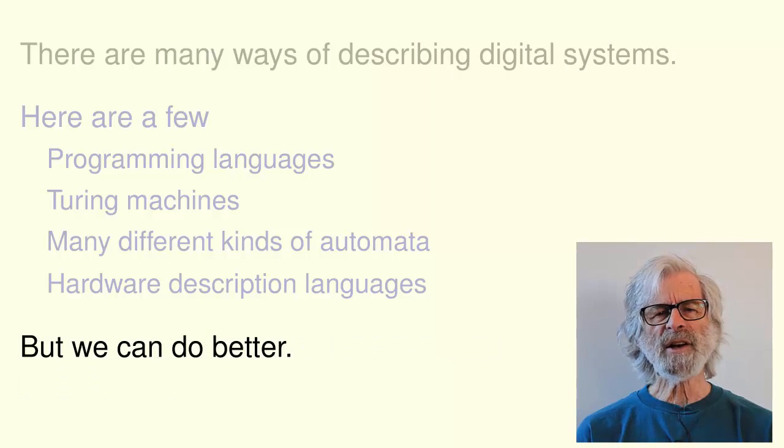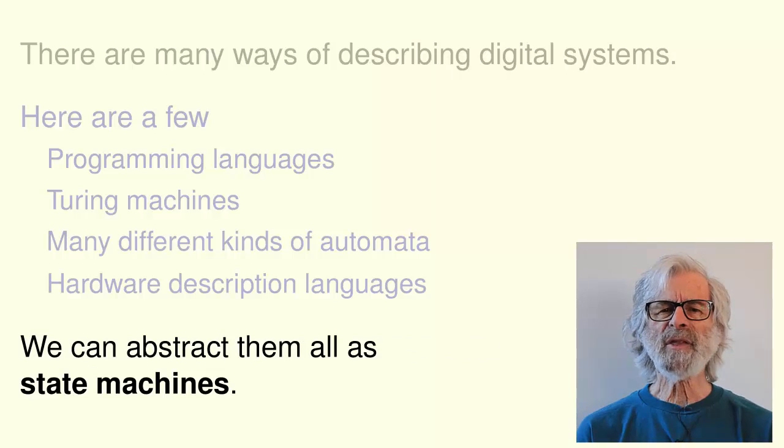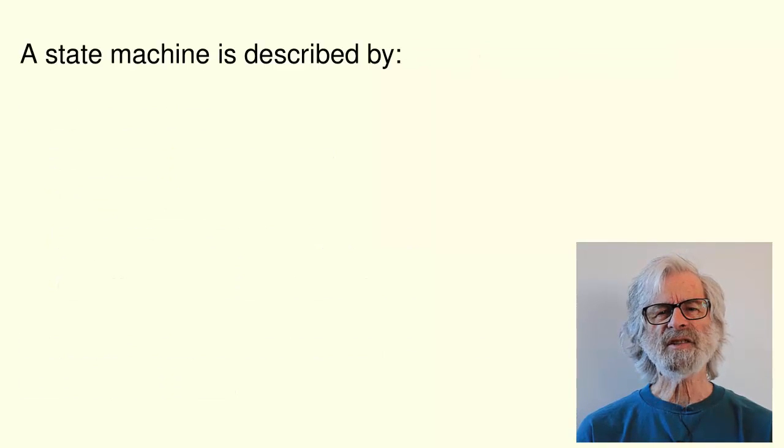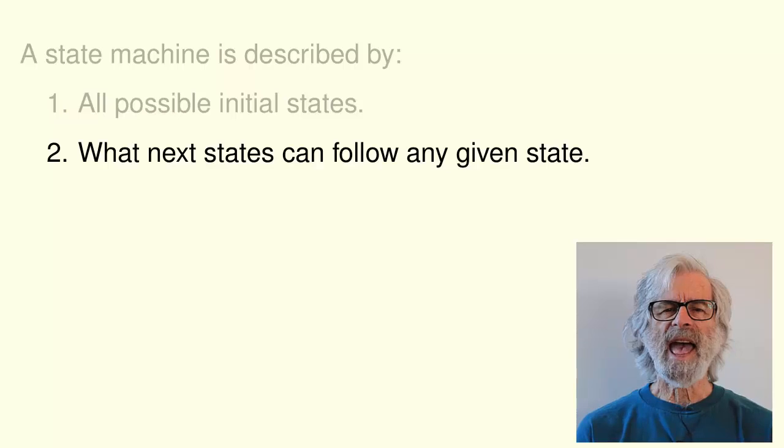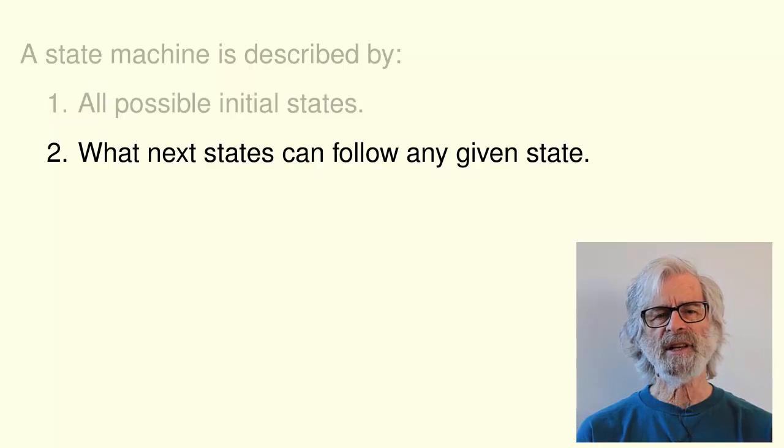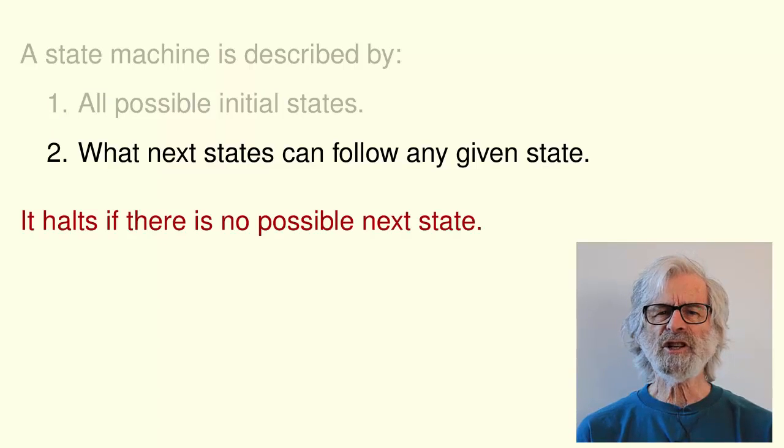But we can do better. We can abstract them all as what I call state machines. A state machine is described by two things: all its possible initial states and what the possible next states are that can follow any given state. The state machine halts if it reaches a state for which there is no possible next state.